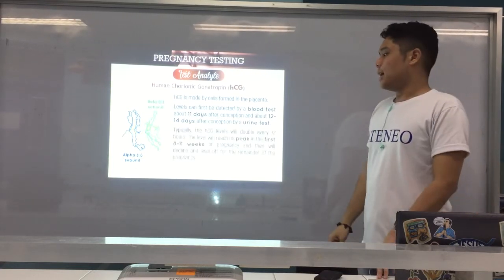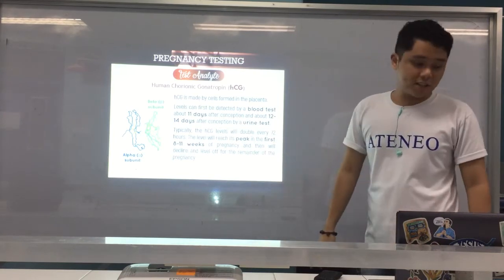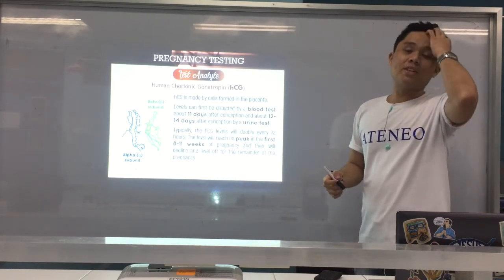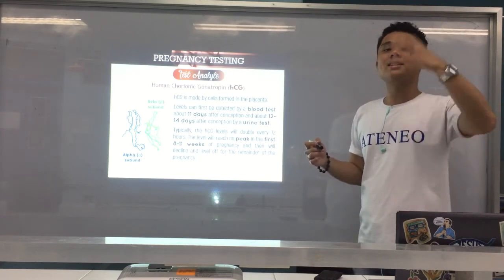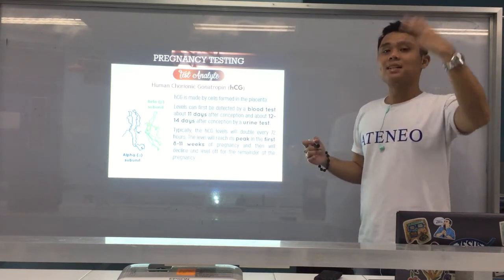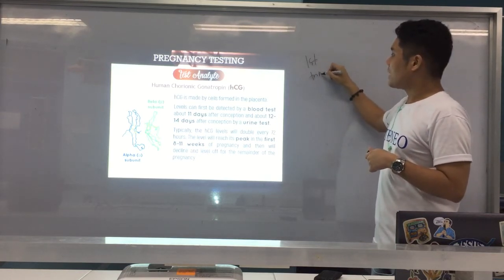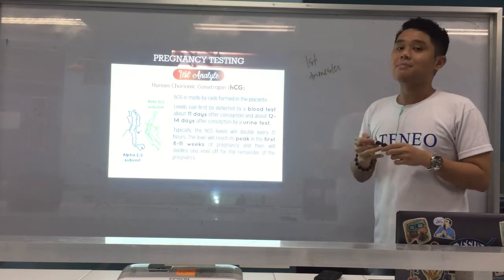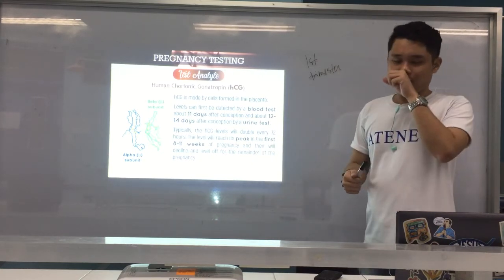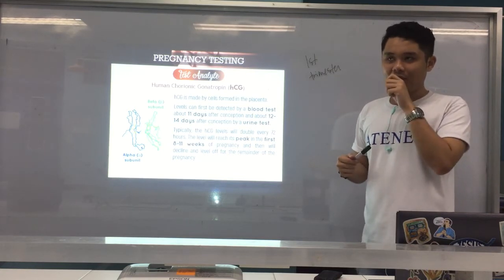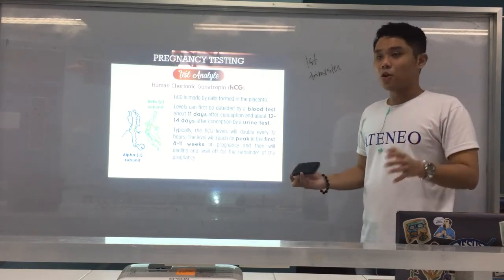Okay, alright. And it will double every 72 hours. And the level will reach its peak in the first 8 to 11 weeks of pregnancy. That is why if pangutanon mo, what is the highest peak or when is the highest level of HCG? It's in the first trimester of pregnancy. Okay? The first trimester. Yeah, first trimester of pregnancy. That's the highest peak, highest levels of HCG.